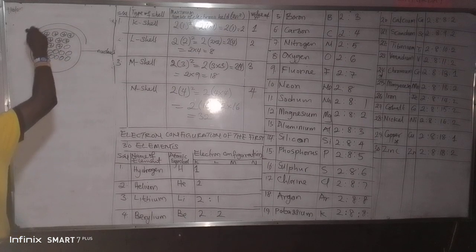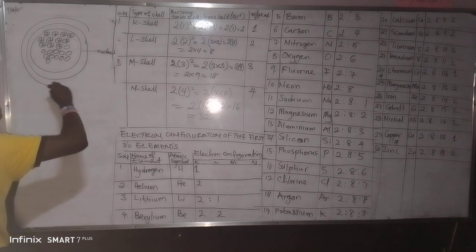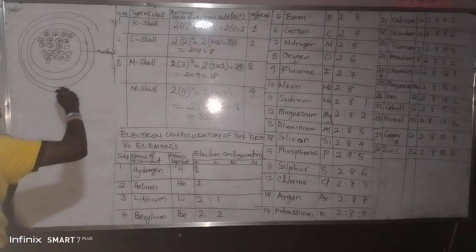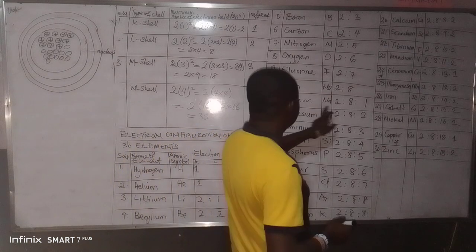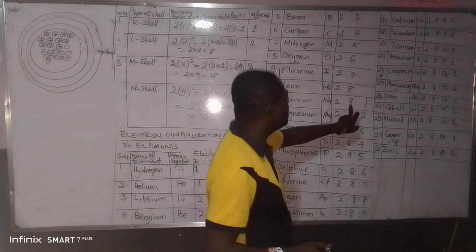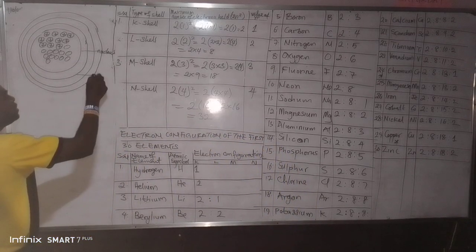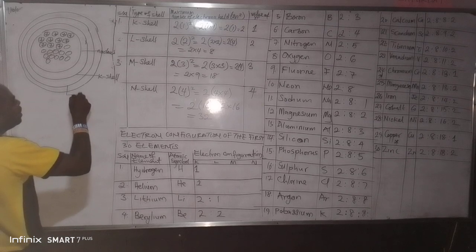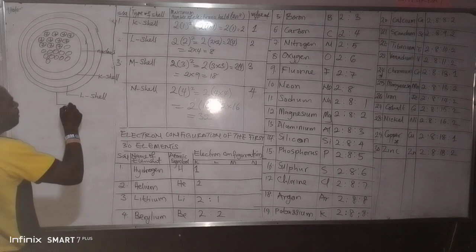Then we have 3 rings here. Why do we have 3 rings here? The electron configuration of sodium has 3 digits: K shell, L shell, M shell. So the first ring represents the K shell. The middle one represents the L shell, while the outermost one represents the M shell.